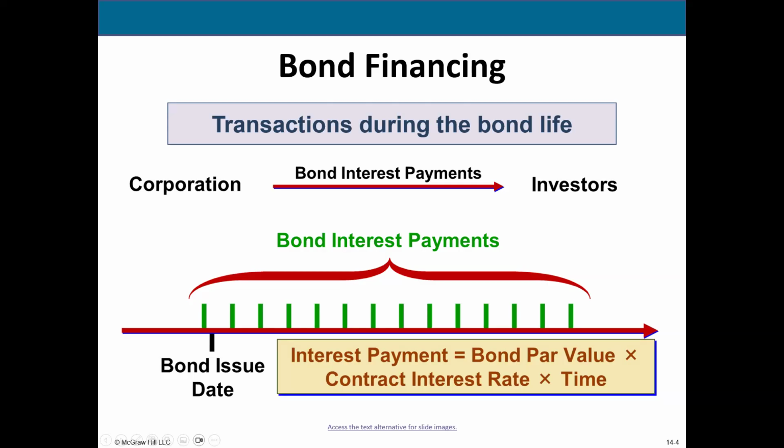So, to calculate the interest payment that the bondholder receives, we take the face value, also known as the par value of the bond. We multiply that by the interest rate, and then we multiply that by time. So again, it works the same way that a loan works. Face value times interest times time. That's how interest is calculated. And the time could be expressed in terms of number of days, months, or years.